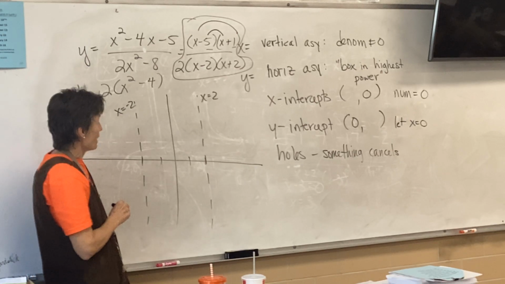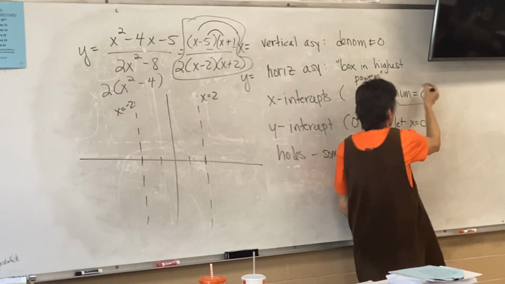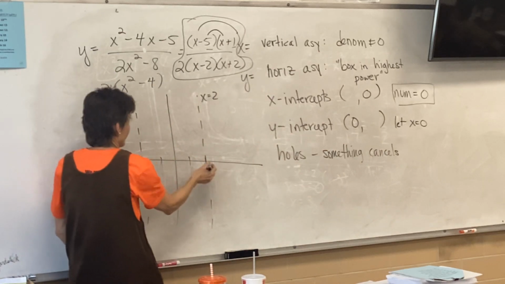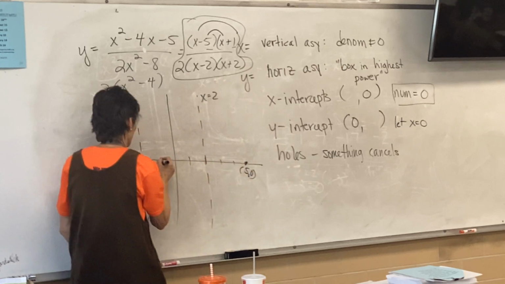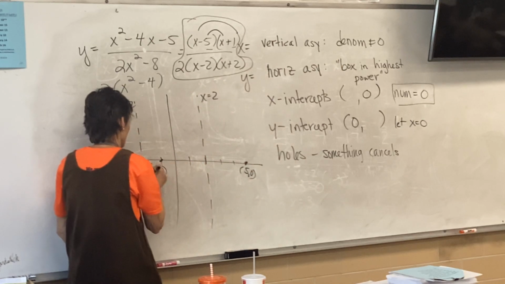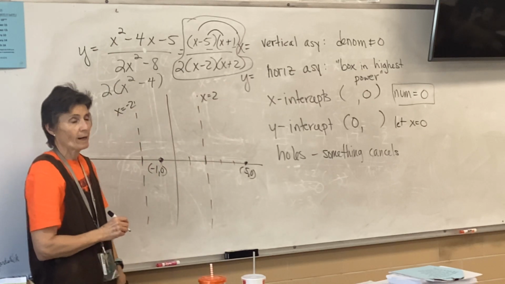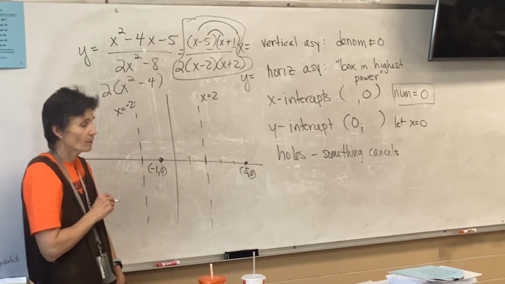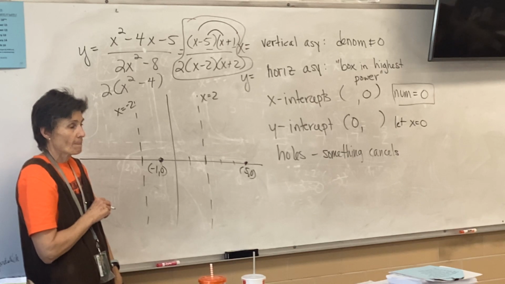X-intercepts. All right, where are my x-intercepts? Where would they be coming from, folks? Numerator equal to 0. Yep, so where are they? 5 and -1. At 5 and -1. Oh, this one's gonna look different. This one's gonna be wild and crazy. We hit the big time, folks. Let's keep going. What else? Somebody else. Give me something.